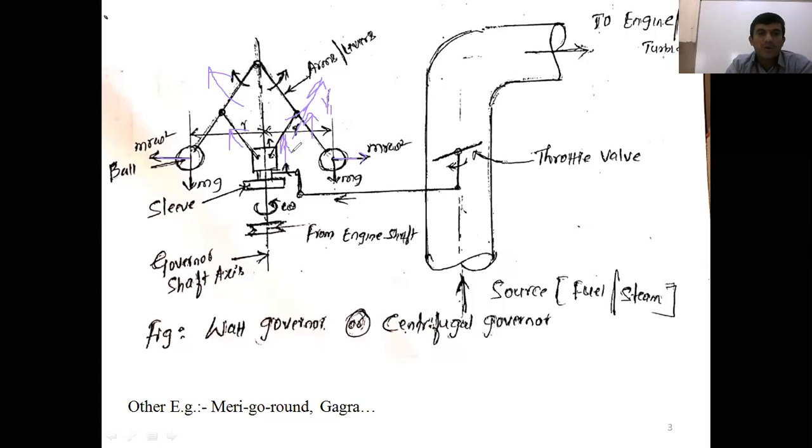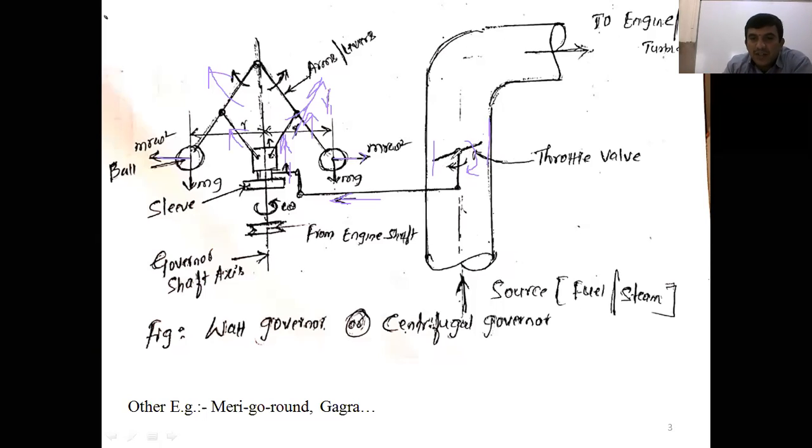Once the sleeve moves upward, due to its movement, a linkage mechanism is attached between the sleeve movement and the throttle valve. Once the sleeve moves upward, due to this mechanism, this also moves upward and this sleeve linkage moves towards the right. At the same time, the throttle valve moves in the clockwise direction. Once it moves clockwise, it closes the passage of the fuel supply. The cross-sectional area of the passage goes on decreasing.